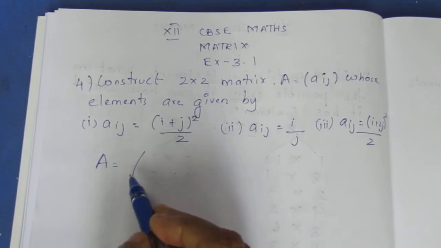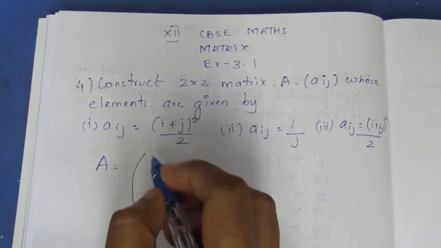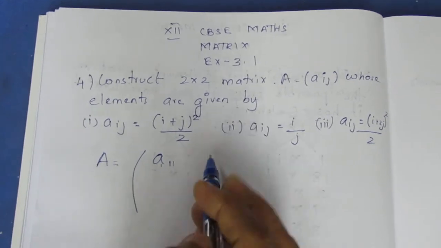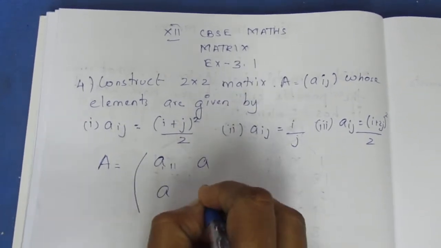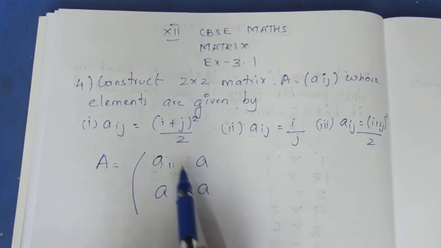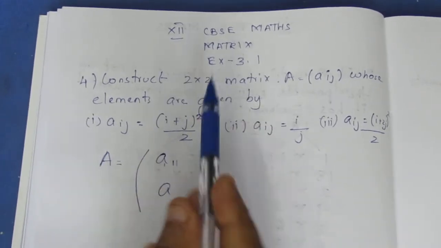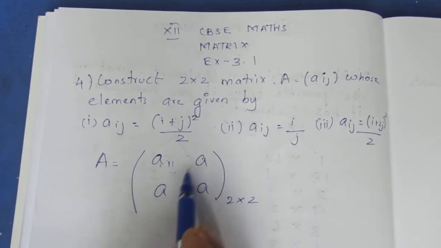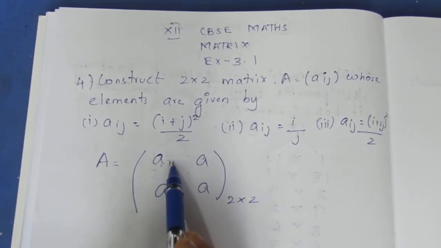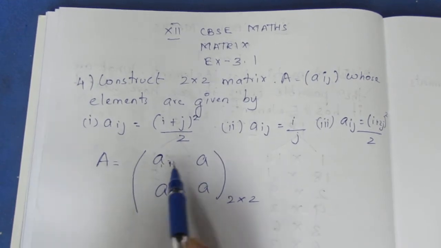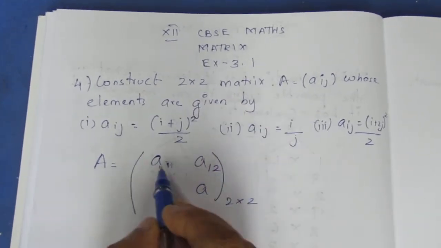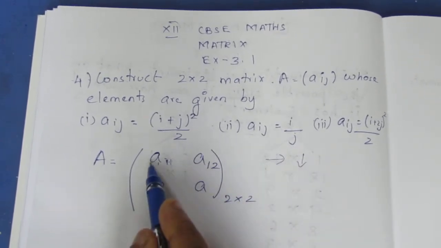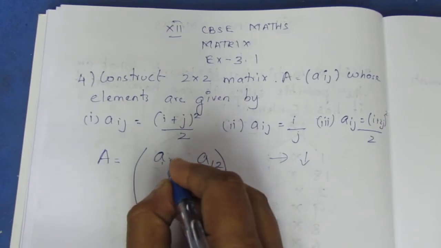Before that, let me write the A. We know that A is aij. That means this is the first row and the first column. We first write the 2 rows and 2 columns. As it is given as 2 by 2, let me write 2 elements in each of the 2 rows. Now this is the first row, first column. This is the first row, second column. First row, this is the row and this will be your column. So first row, second column will be a12.